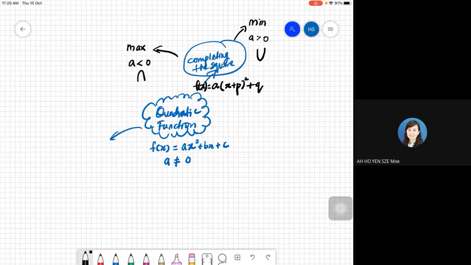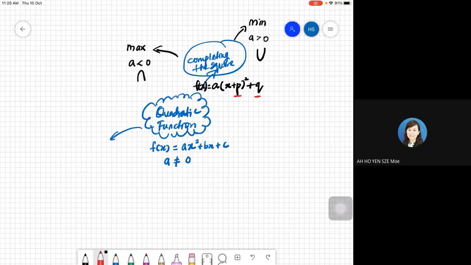So after we get the completing the square, what information can we actually determine from it? What is the p and what's the q? Anyone? The p and q? Can you remember or not?